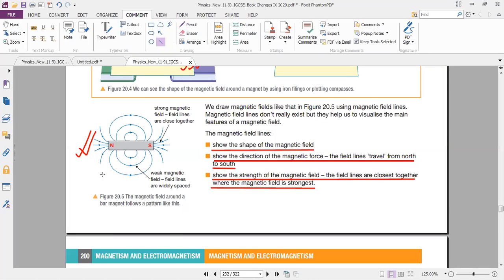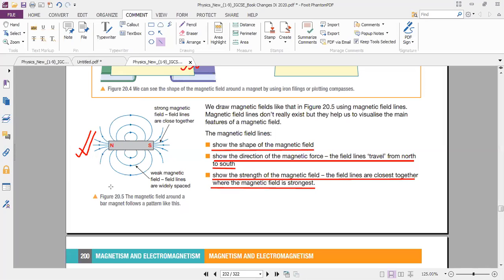So we read about magnetic materials and non-magnetic materials. We read about bar magnets, south pole and north pole. Similar poles repel, opposite poles attract. And we have also seen the investigation to find out the magnetic field around the magnet by using iron filings or plotting compasses. And now here we have seen the magnetic field lines.